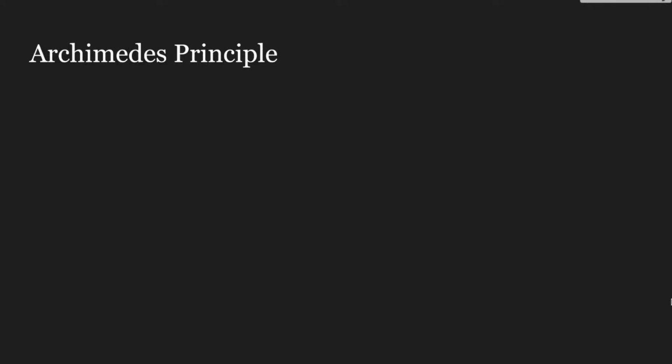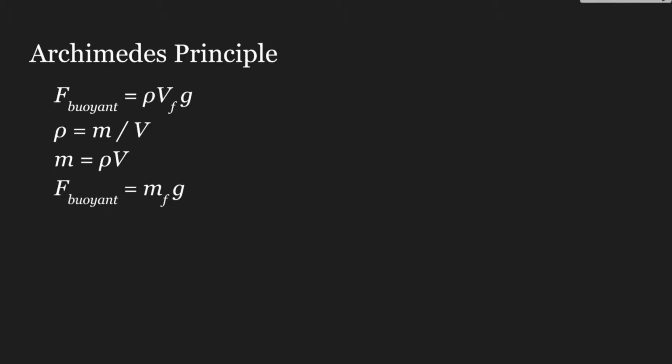To derive the equation for Archimedes' principle, we will start with the equation for the buoyant force that we saw previously, which is the buoyant force equals density times volume times the acceleration due to gravity. Density is then mass divided by volume, therefore mass equals density times volume. We can then replace density times volume with mass, so we get the buoyant force equals the mass times acceleration due to gravity, which is then equal to the weight of the object.